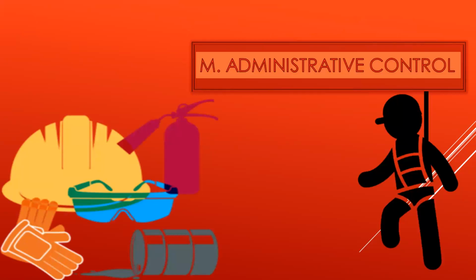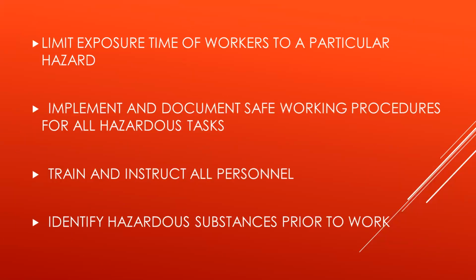And for the administrative control, limit exposure time of workers to a particular hazard. Implement and document safe working procedures for all hazardous tasks. Make sure that all your personnel are well trained and instructed, maybe by giving them seminars or toolbox meetings, and make sure that you have a safety officer who is accredited by DOLE, or Department of Labor and Employment, and then identify hazardous substances prior to work.